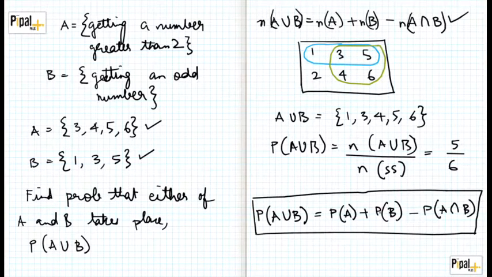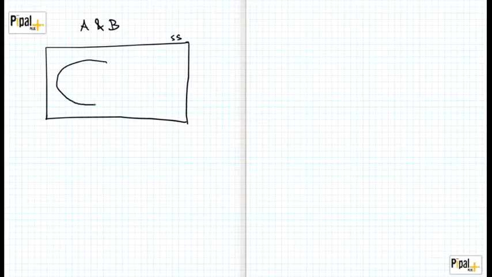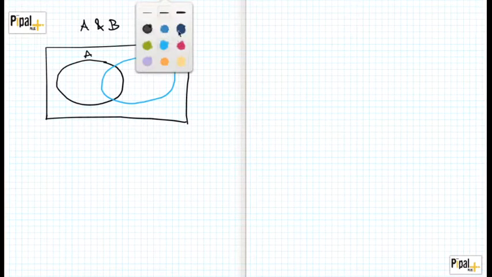Now let us say there are two events A and B, right? And on the Venn diagram, they look something like this. So this is the sample space, I'm writing sample space here. Then this is, let's say, all the possible outcomes inside of A. And let's use another color for B. This is all the elements inside of the outcome B. So this is the situation given to us.